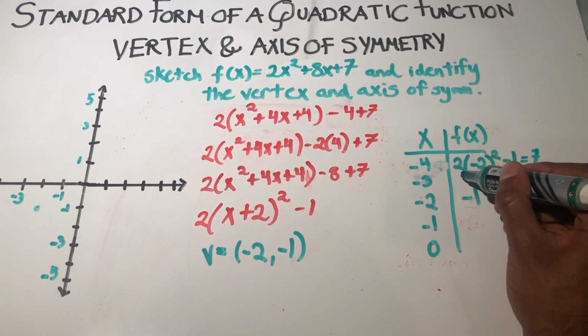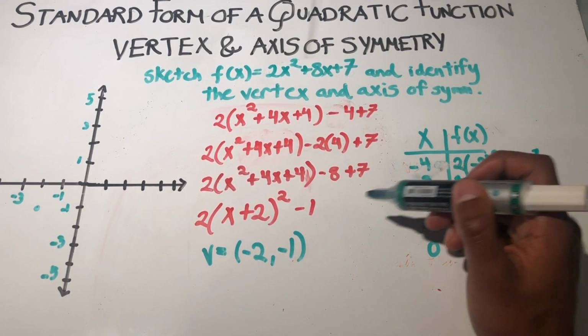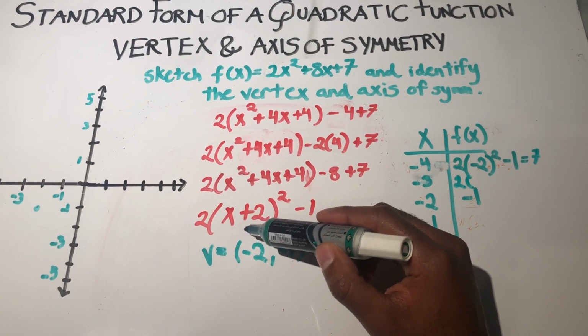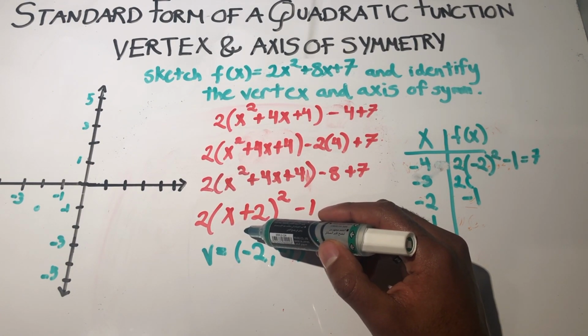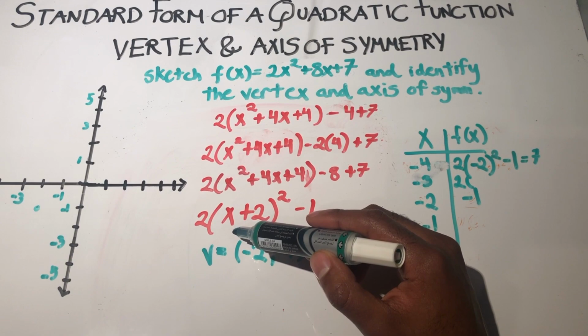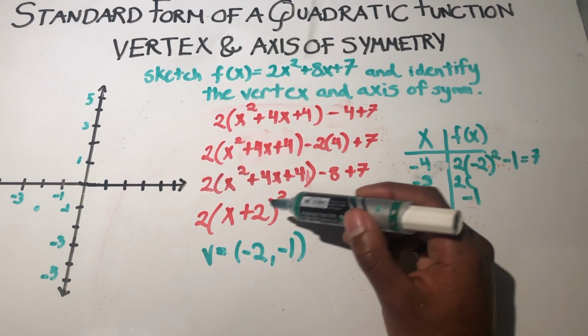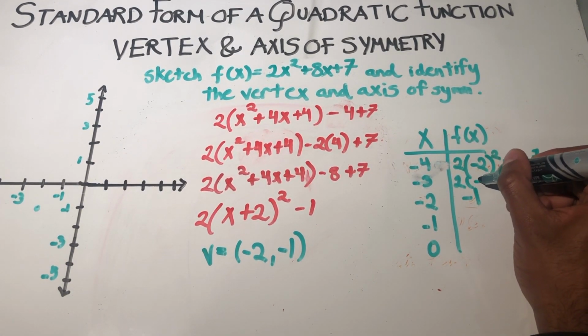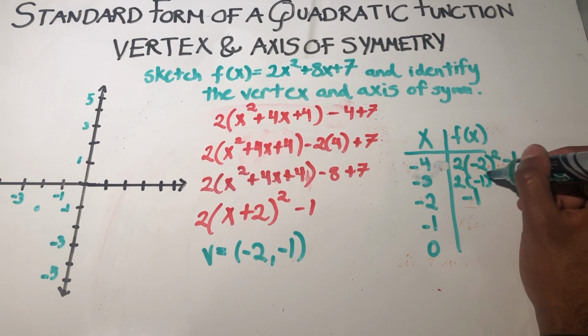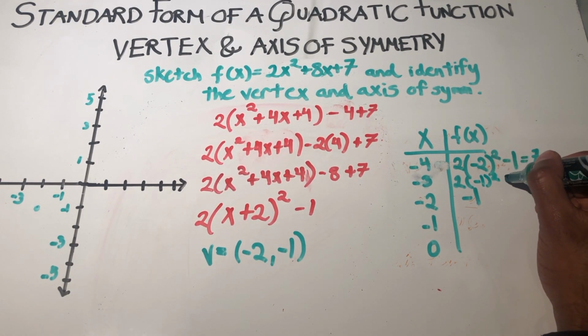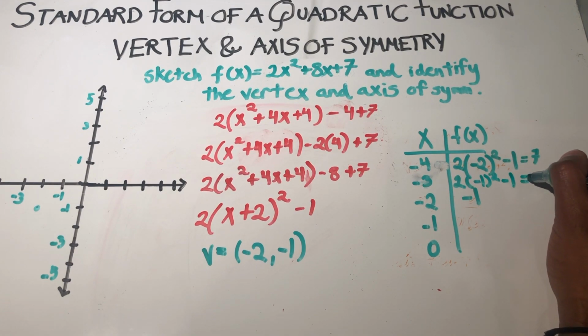We have -3. Well, -3 plus 2 is going to give us -1. And then -1 squared is going to give us +1. +1 times 2 is 2. And then 2 minus 1 is 1.